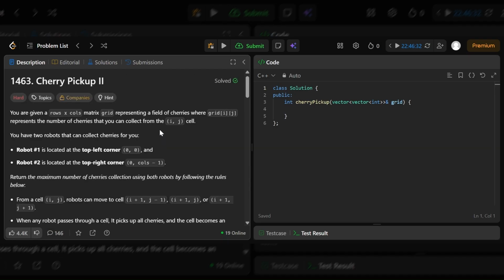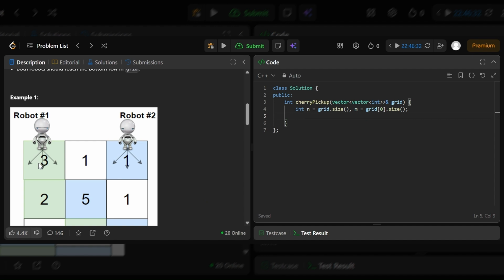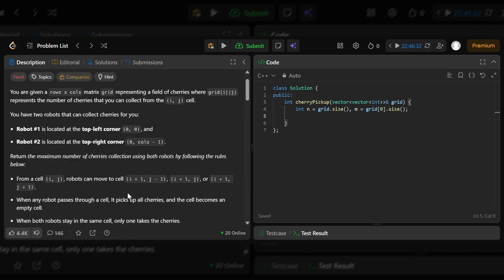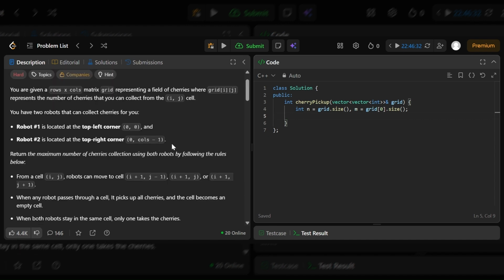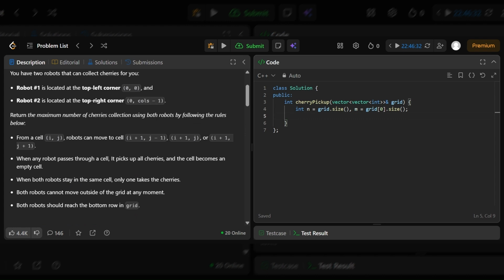So you are given a rows cross columns matrix grid. So let's say int n is equal to grid dot size, m is equal to grid 0 dot size. Okay, and robot 1 is located at top left corner, which means here, and robot 2 is located at top right corner, which is 0, columns -1. We have to return maximum number of cherries collected using both robots by following the rules.